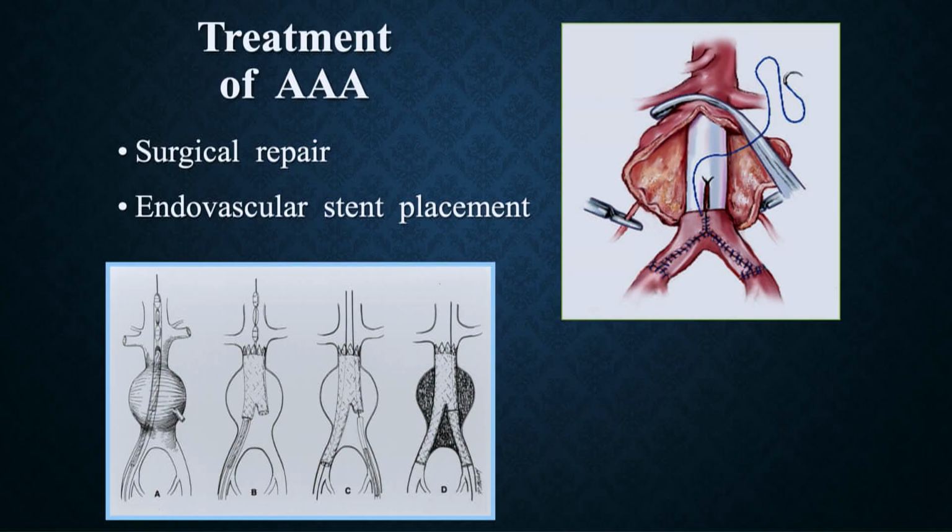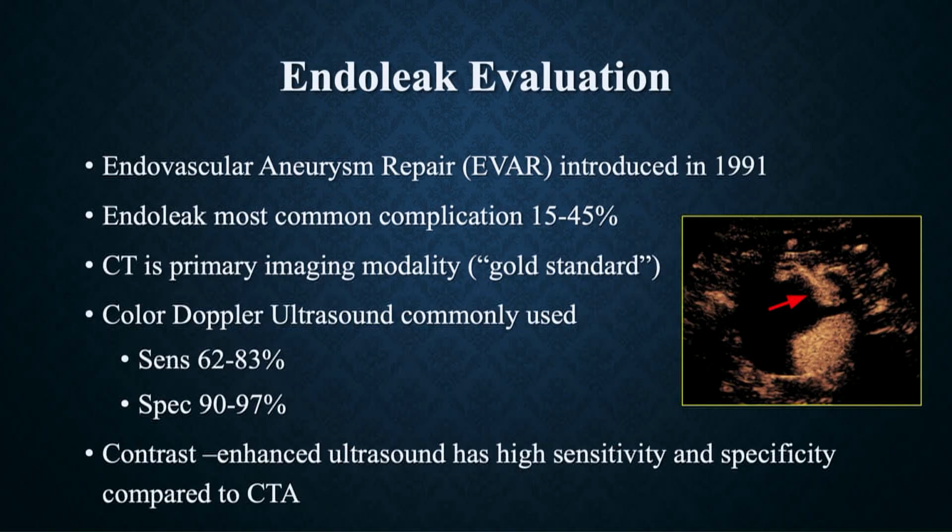Treatment of AAA, as was already discussed, can be surgical repair or endovascular stent placement. Here's just some examples. We do use both CT angiography and ultrasound to look for evidence of endoleak, which is the most common complication status post-stent repair. CT is considered the primary imaging modality.